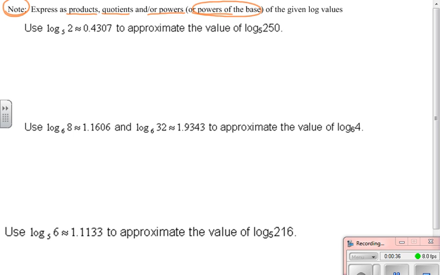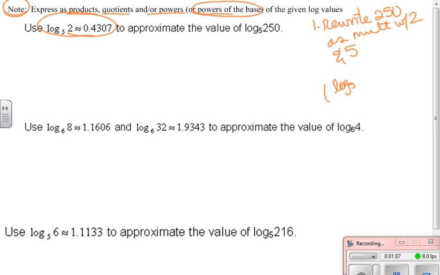So really what we're going to be doing, for example, in this first one, is we want to rewrite 250 as multiplication with 2, because I have the value of log base 5 of 2, and since it's log base 5, I want to see if I can rewrite this as 5, because remember, log base 5 of 5 cancels. Okay, it really becomes 1. So I want to see if I can make that happen. So that's where I'm going to head.